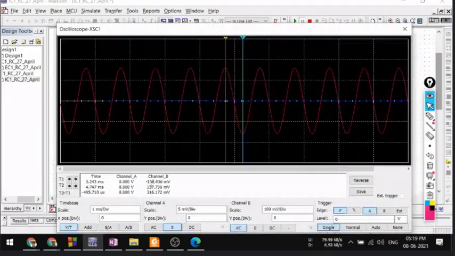Cursor 2 on the positive peak, right? Cursor 1 on the negative peak. Okay, fine. Here you can see, student, what is the positive peak and what is the negative peak. The negative peak is minus 158.4, which is approximately 158, right?